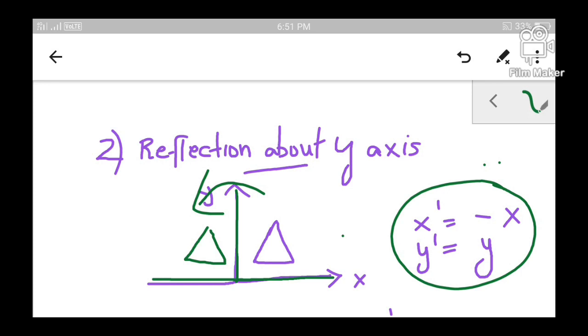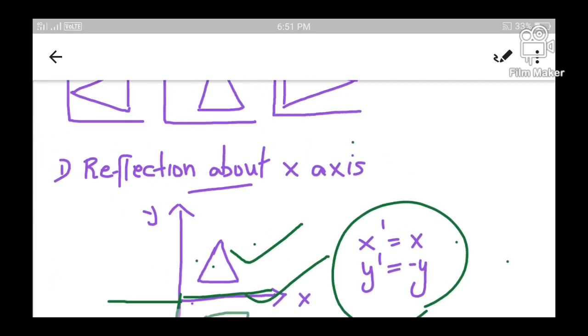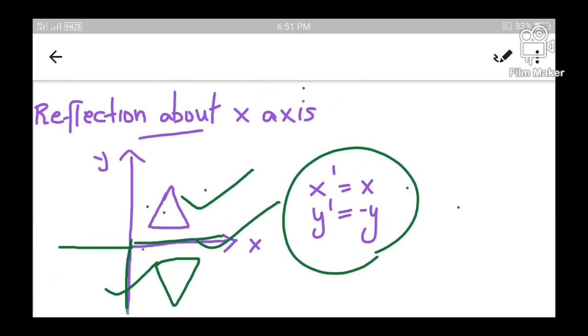Clear? Value has no change, the sign has been changed. Clear? In the previous case also, where I explained reflection about x-axis, what did I say? x dash equal to x and y dash equal to minus y means after reflection x has no change, both the values of x and x dash are same, and after reflection y dash and y are same. But the thing is that after reflection the sign of y becomes negative, only the sign changes, value does not change.